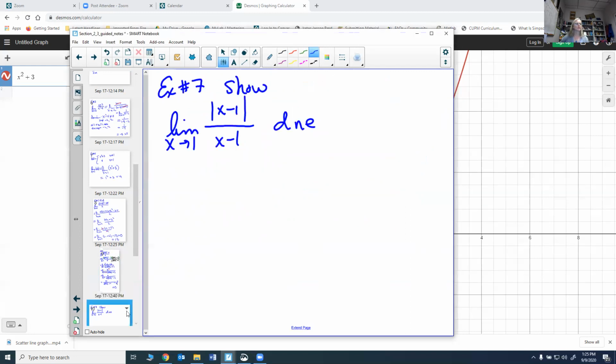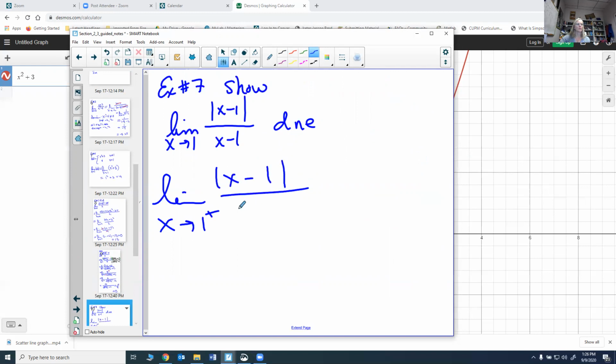The next example I want to do is to show you that this limit does not exist. Remember, limits do not exist if the limit from the left and the limit from the right are not the same value. So let's go find out what the limit is from the left and the limit from the right. We'll start with the limit from the right. There's no reason to do it that way, but we will.